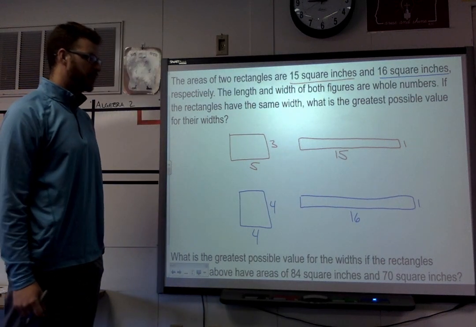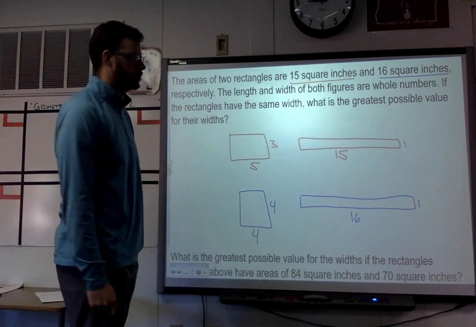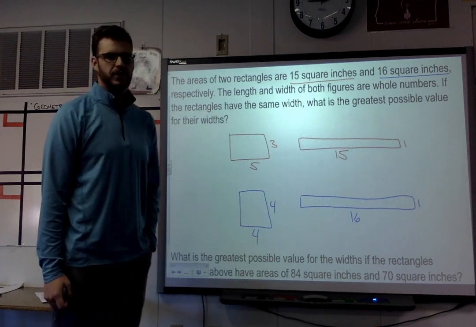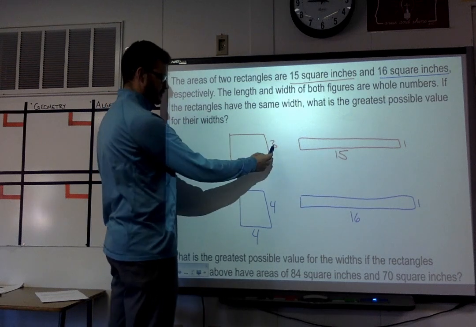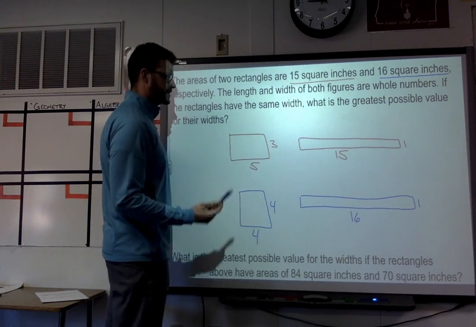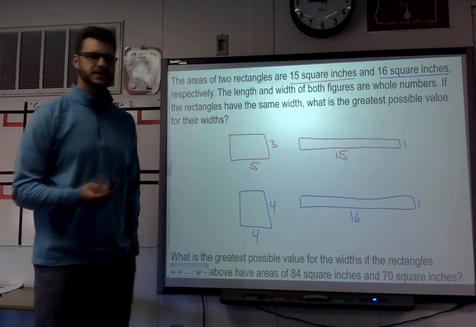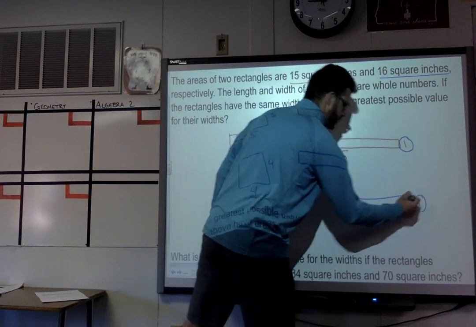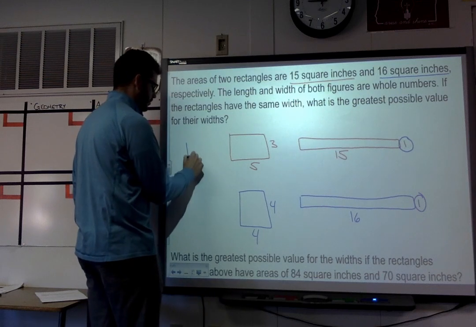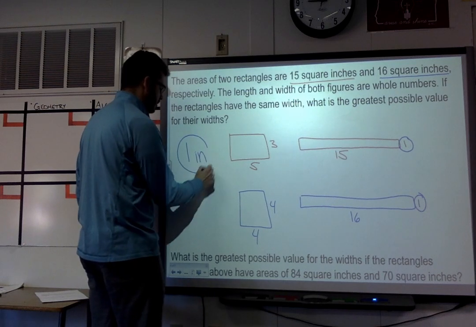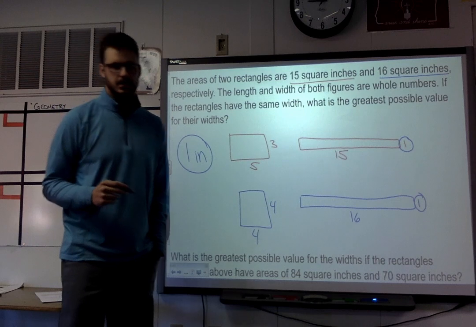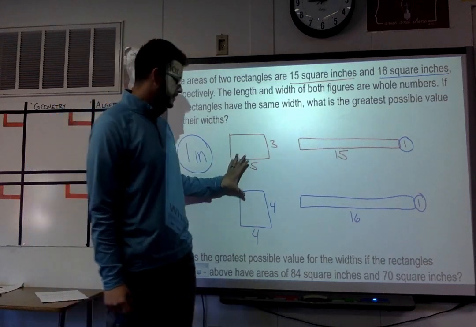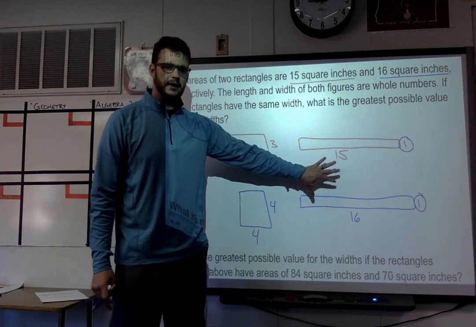Now we know that both of them have to have the same width. So what is the greatest possible value for their widths? We have to look at this and see what is the greatest common value. What's the greatest value that they have in common here? And in this case, it would be 1. So we would say the greatest possible value for their width would be 1 inch. Now, this was one way of doing the problem, by drawing out diagrams.